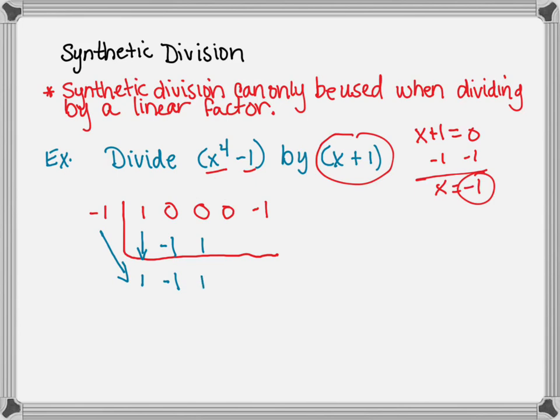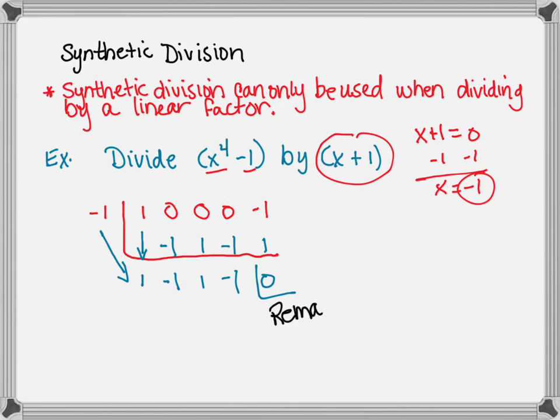And then I'm multiplying the -1 that's out to the left by the 1 at the bottom, and that's -1. And I'm going down, 0 plus -1 is -1. And then finally multiplying -1 that's out to the left by this -1 at the bottom, and I get +1. And then adding going down, I have -1 plus 1, which is 0.